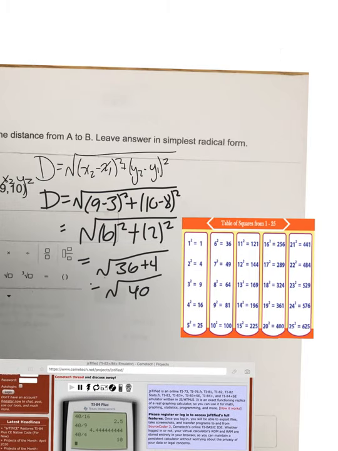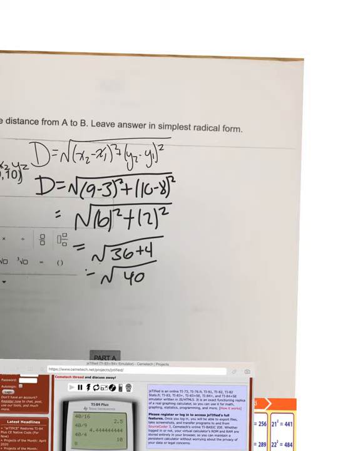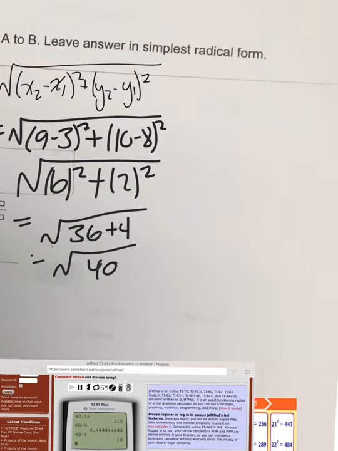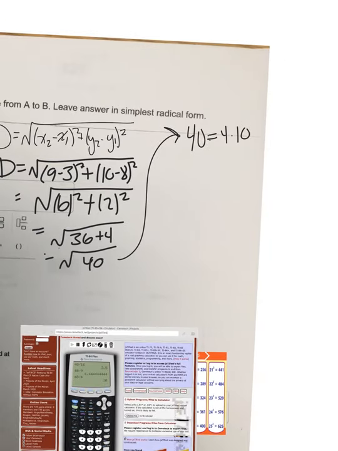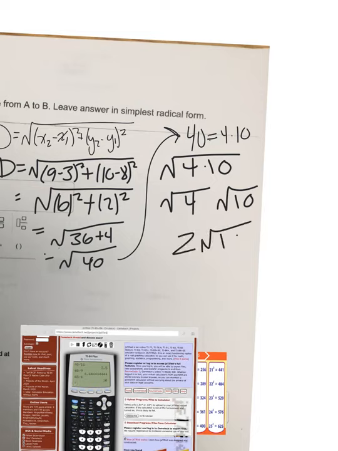So I know that 40 equals 4 times 10, so I'm gonna write this as the square root of 4 times 10. I can separate these. And I know the square root of 4 is 2. So I have 2 times the square root of 10.